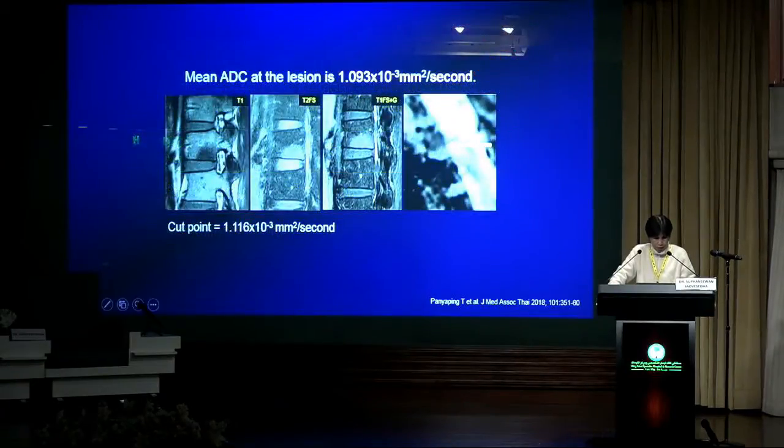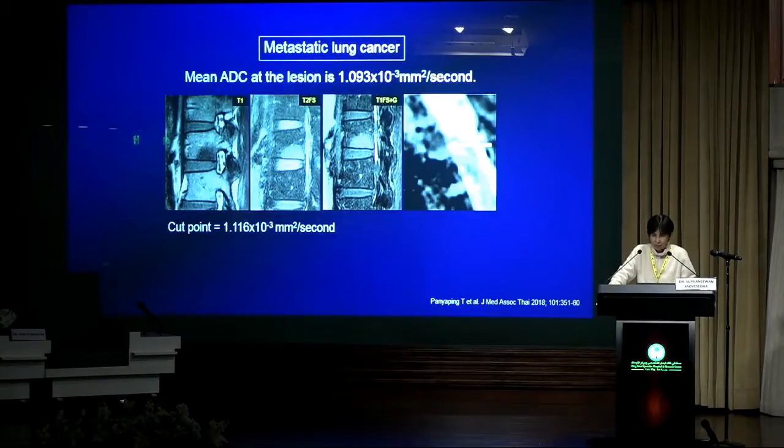Let me show you a case. This patient has subchondral erosion right here and shows enhancement after contrast injection. It looks like infection, but the mean ADC value here is 1.093, which is below the cut point, suggesting that the cause is non-infective. This is metastatic lung cancer. ADC doesn't help in all cases, but in some cases it does.